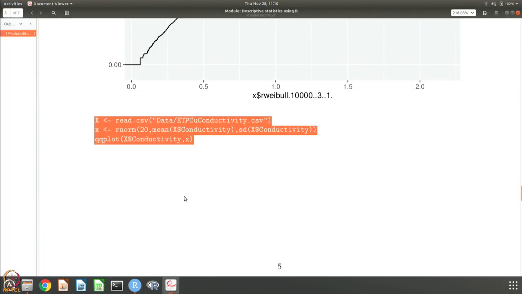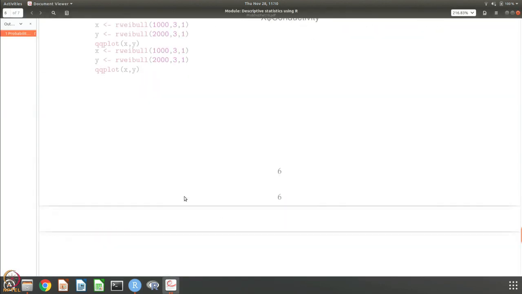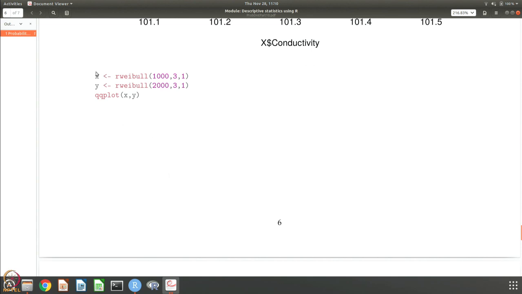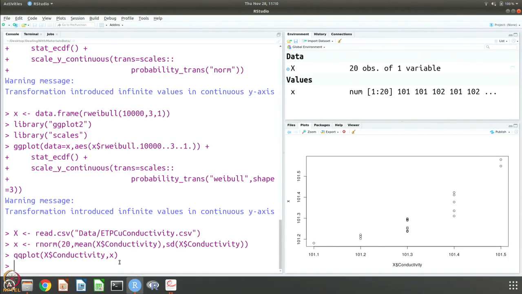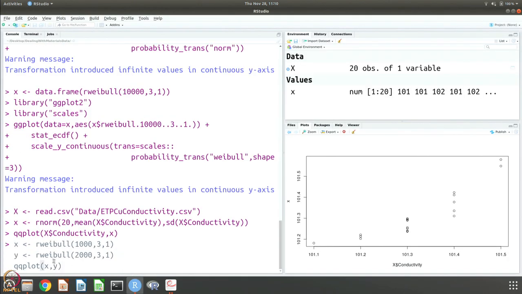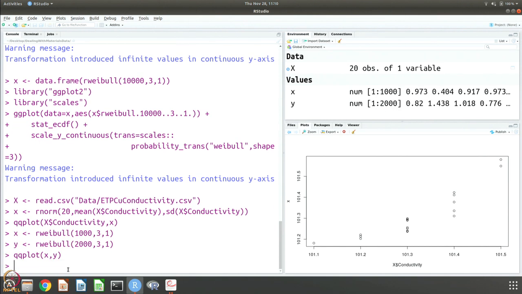Of course, it does not have to be just normal. You can also make QQ plots for other distributions. Let us do it for the Weibull distribution. Because we don't have data at the moment, let's generate 1000 and 2000 random deviates from the Weibull distribution, and let's generate a QQ plot.